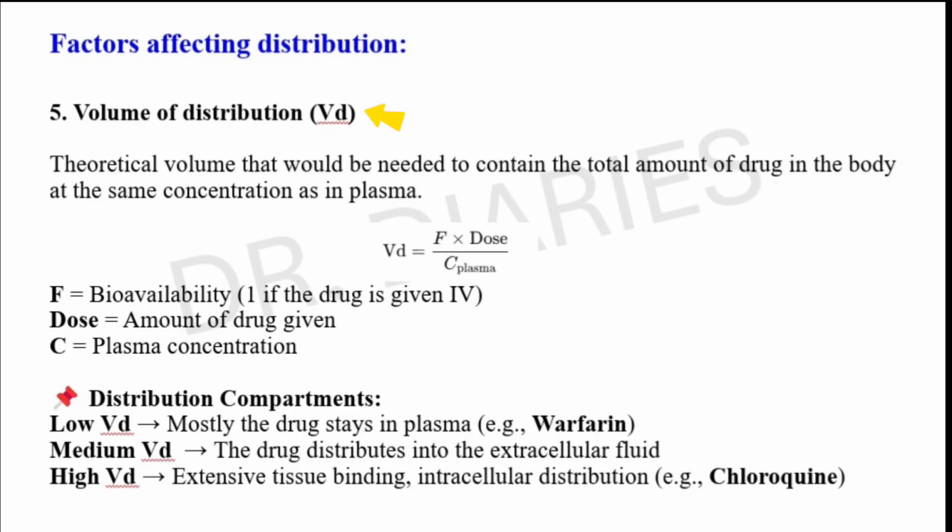5. Volume of distribution, VD. Volume of distribution is a way to describe how much a drug spreads out in the body after it enters the bloodstream. Formula, VD equals bioavailability times dose divided by plasma concentration, C plasma. Low VD, less than 0.2 liter per kg, mostly stays in plasma. Moderate VD, 0.2 to 0.7 liter per kg, moves from plasma and goes into extracellular fluid. High VD, more than 0.7 liter per kg, enters cells and tissues.